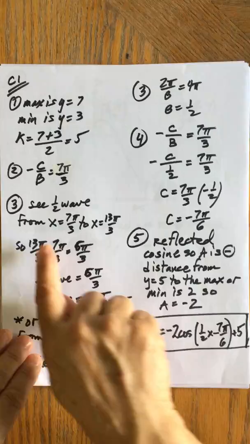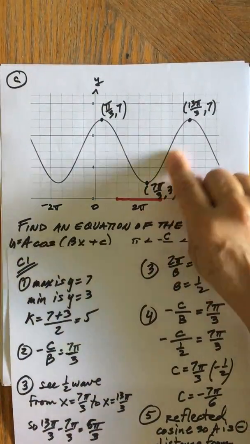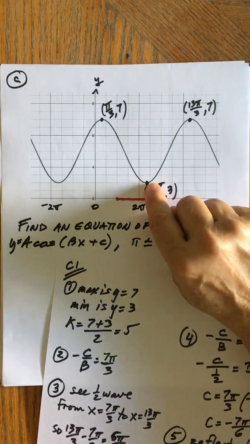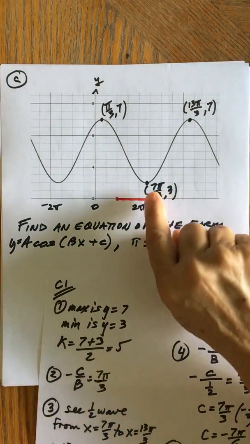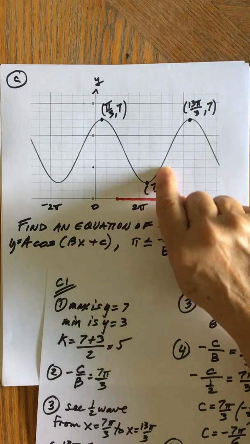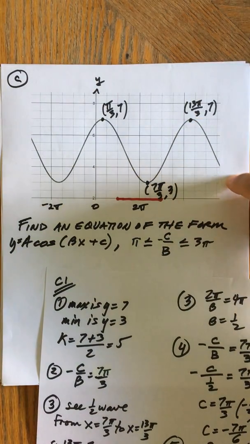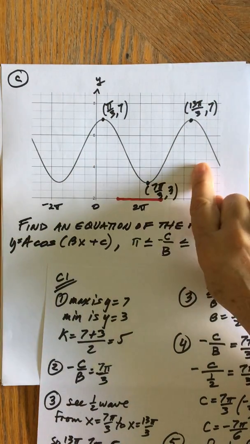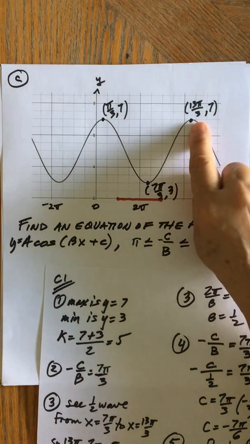Okay. So then, now here, I showed you a little bit of the old way versus the new way. What I see, since I'm looking for a cosine wave, is it's starting at a min and rising to the max, and then it would keep going and it would end here. I don't see a full wave, but I see half a wave, right? I see from the min to the max.